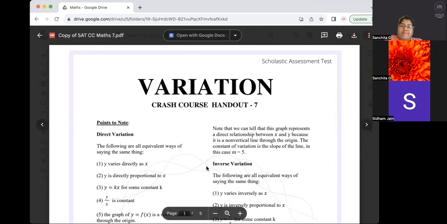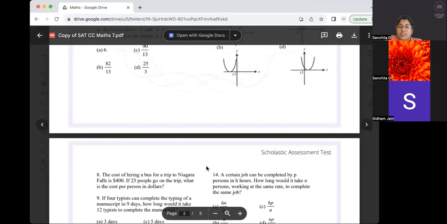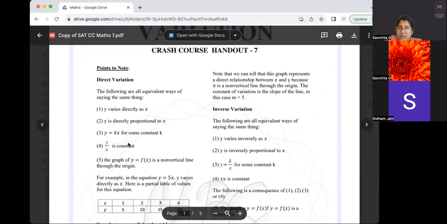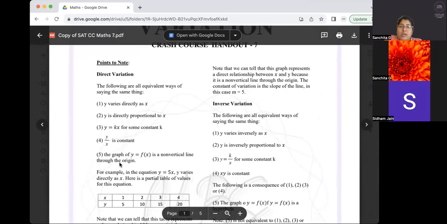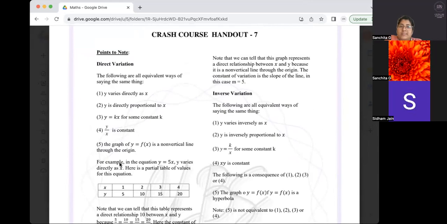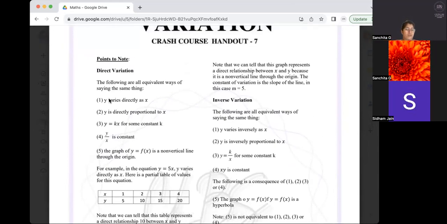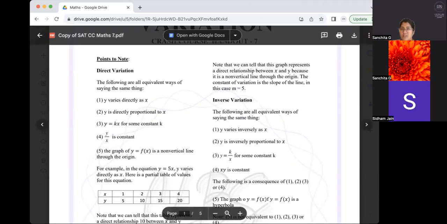So variation, let's just focus on it. I have already put the write-up over here, so we can discuss. Only this much write-up is required, nothing else, absolutely. What do we have? One, we have direct variation.